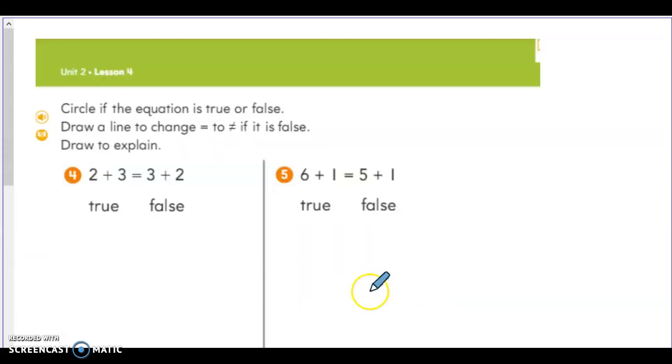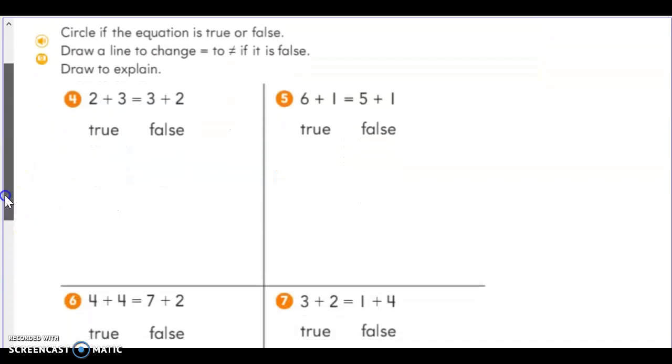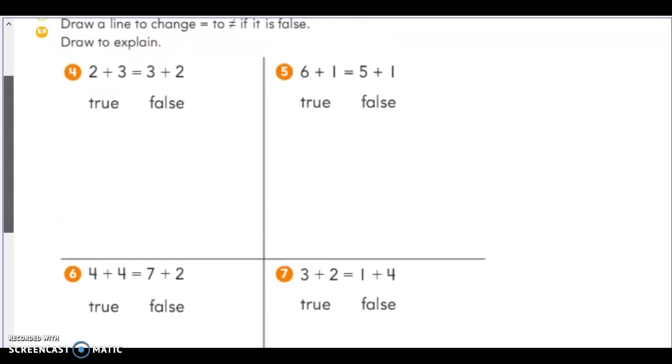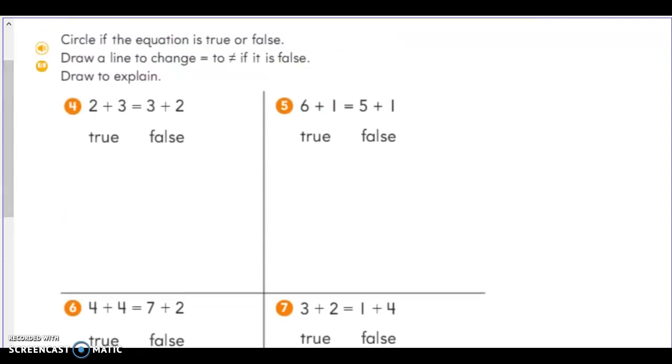All right, flip it over to the back side, please. I'm just going to do one of these with you so that I have time to talk to you about the quick quiz that you have to do, okay? So it says circle if the equation is true or false. Draw a line to change equal to not equal if it is false. Draw to explain. Okay, I was just kidding. I guess I'm going to do 2 of them with you.